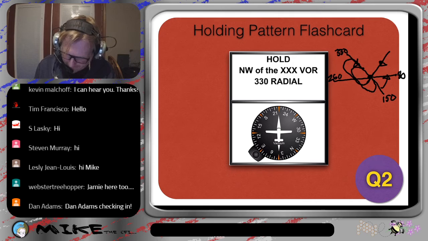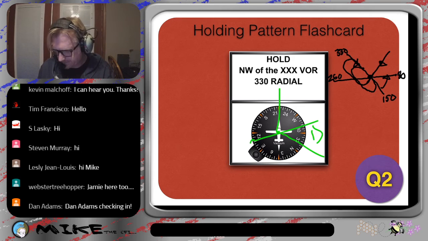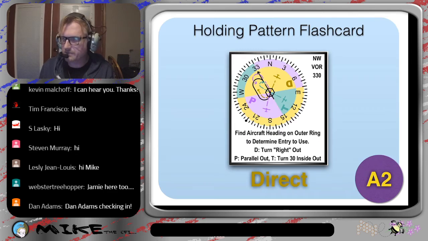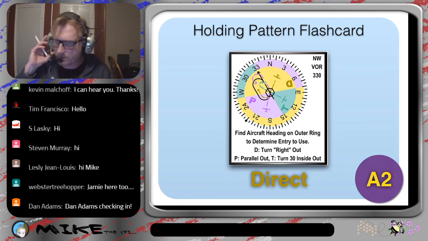Using the heading indicator technique, we're told to hold on the 330 radial. We see that that's down there. Draw our little up 20, down 20. We can see it's in the biggest piece of the pie, so that's a direct entry. Done. And that's what it looks like relative to north there.